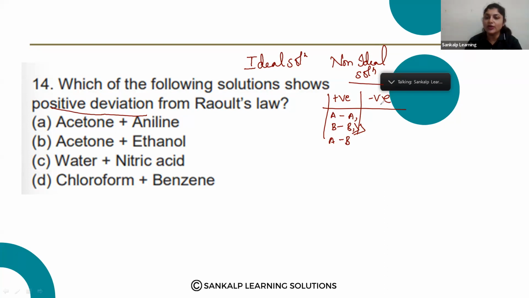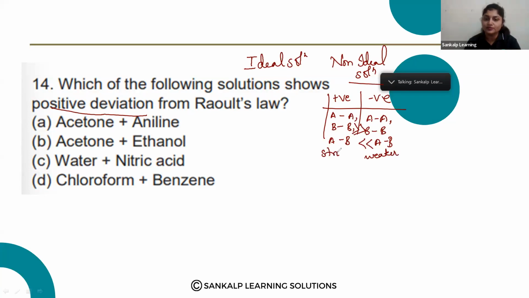Then when you're talking about negative deviation, what do you mean by negative deviation? That the solute-solute and solvent-solvent interaction is weaker. In this case, the AA interaction and BB interaction are weaker than your AB interaction. So here it is weaker in negative deviation.